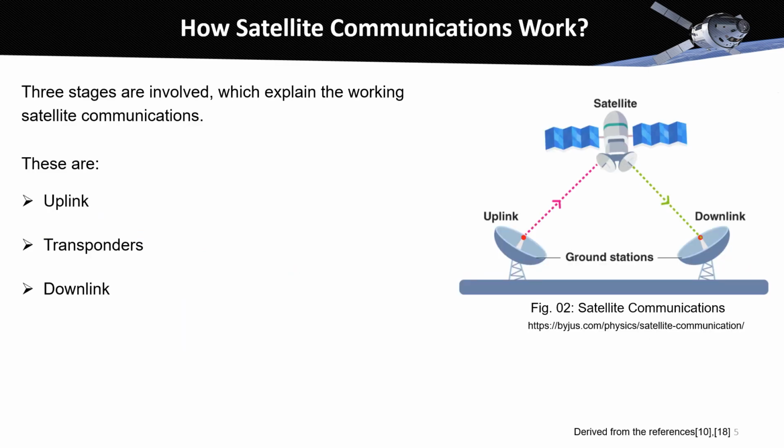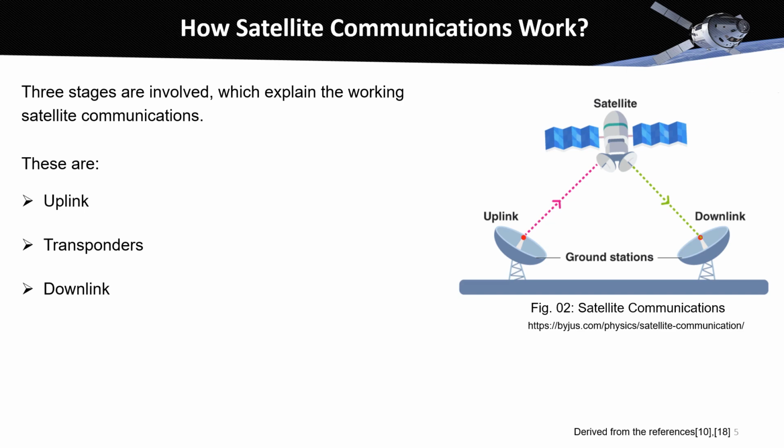On to the next slide, let me explain how satellite communication works. There are three stages involved in the working of satellite communication. These are uplink, transponders and downlink. Let me explain them in detail. From the figure we can see the uplink connection from the two ground stations and also the downlink from the satellite. Communication satellites are similar to space mirrors that help us bounce signals such as radio, internet data and television from one side of Earth to another.